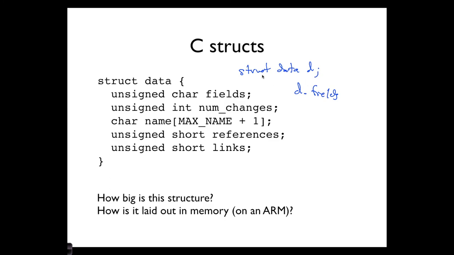Most of the time, we won't do it quite like this. We are going to declare it as a pointer, and then with pointers, instead, we do d arrow fields when we have a pointer. You'll see an example of this in a few minutes.